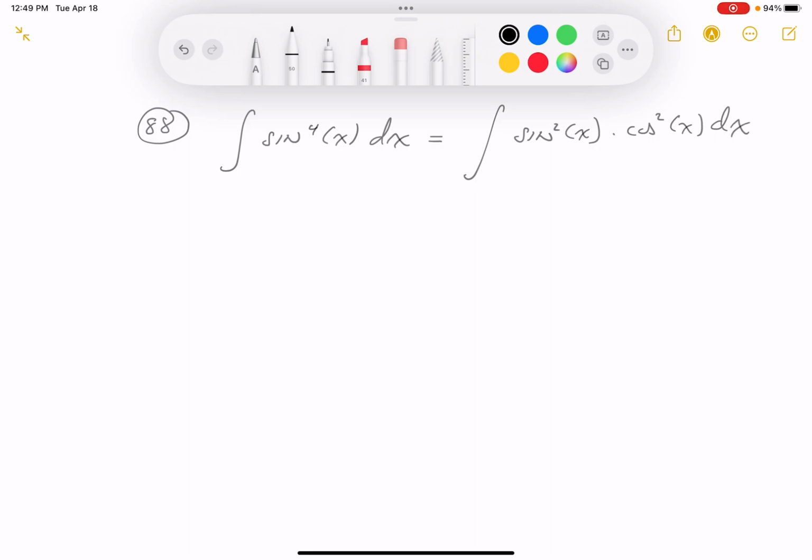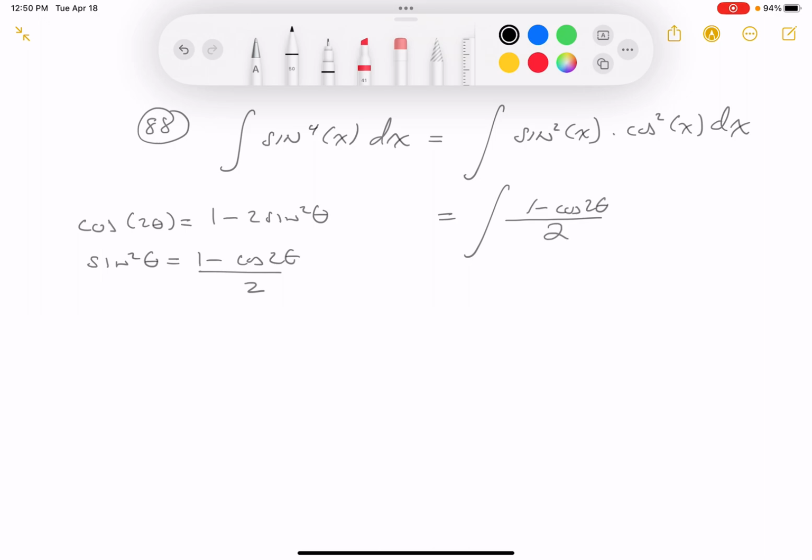And I use this identity, I'll write it down for you. Cosine of 2 theta is going to be 1 minus 2 sine squared theta. So sine squared theta is going to be 1 minus cosine 2 theta over 2. So let's write that down. This is going to be 1 minus cosine 2 theta over 2. 1 minus cosine 2 theta. I'm sorry, not theta. I have theta in my brain after saying that.